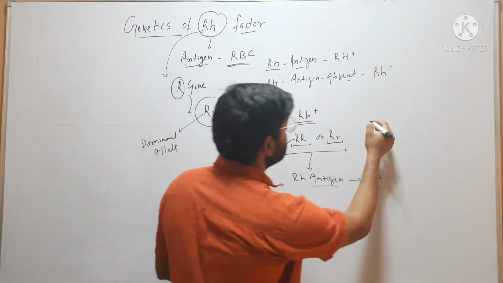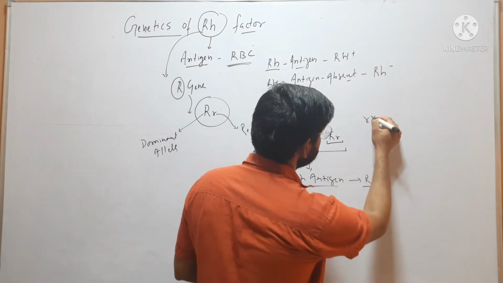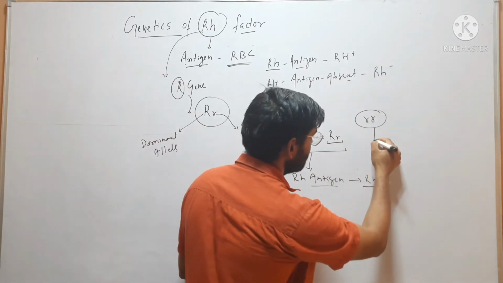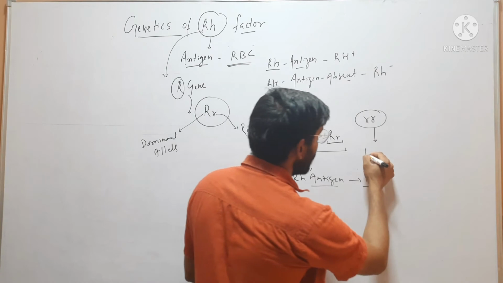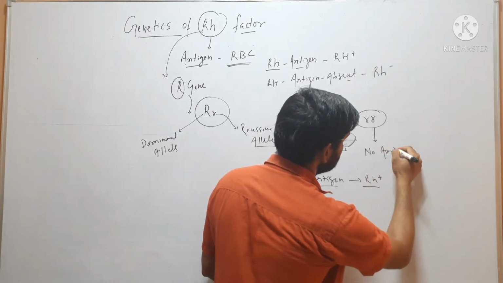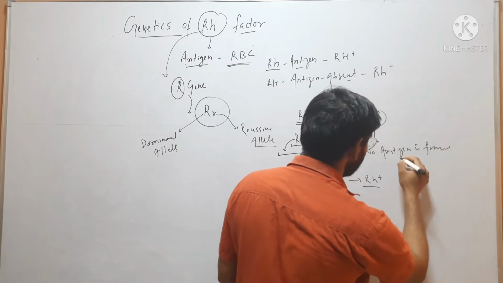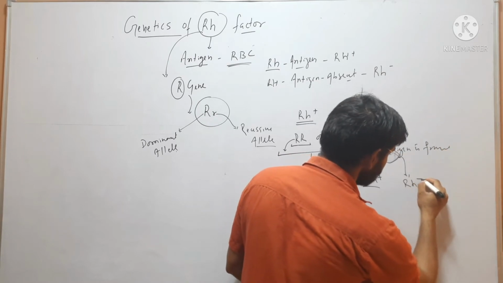If the genotype of the person is small r small r, then no antigen is formed. If no antigen is formed, then the person will be Rh negative.